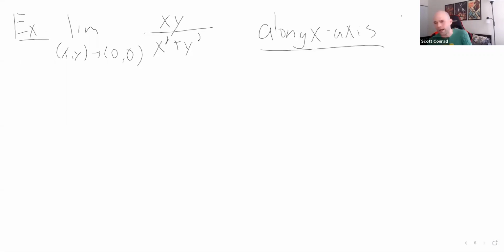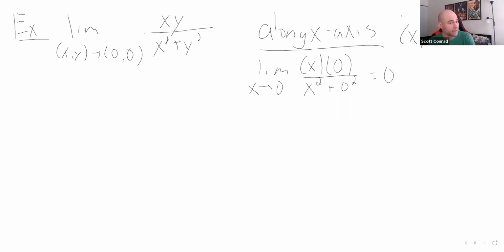So let's check along the x-axis and the y-axis. In the future, this is probably not how you're going to do this. I'll actually show you the best way to do this in the future. But we're going to check along the x-axis. Right, so y is 0. Plug in x for x, 0 for y. Take x to 0. When we do that, we get x times 0 over x squared plus 0 squared. We get 0. So we approach along the x-axis, we get 0.